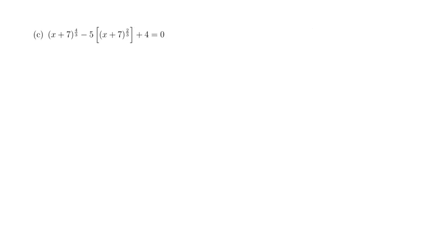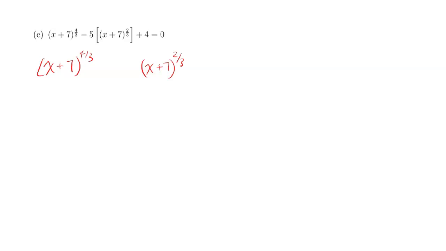Okay, all right, C, this is an equation that looks really hard, but if you look closely, (x+7)^(4/3) and (x+7)^(2/3) have something in common. They look almost the same, right? The only difference is this 2 and 4.